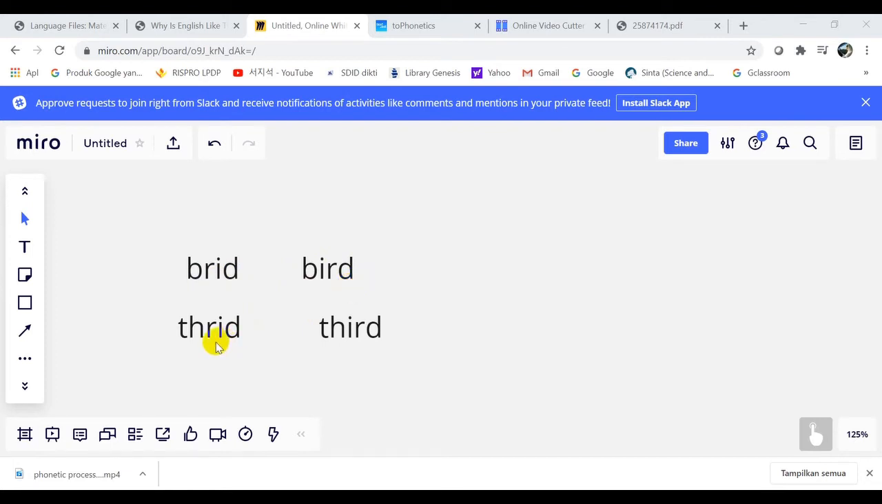Also the word third, it was "thrid." But people say it third. They make a transposition of the word "thrid" into third, and these are the words that we use today: bird and third.